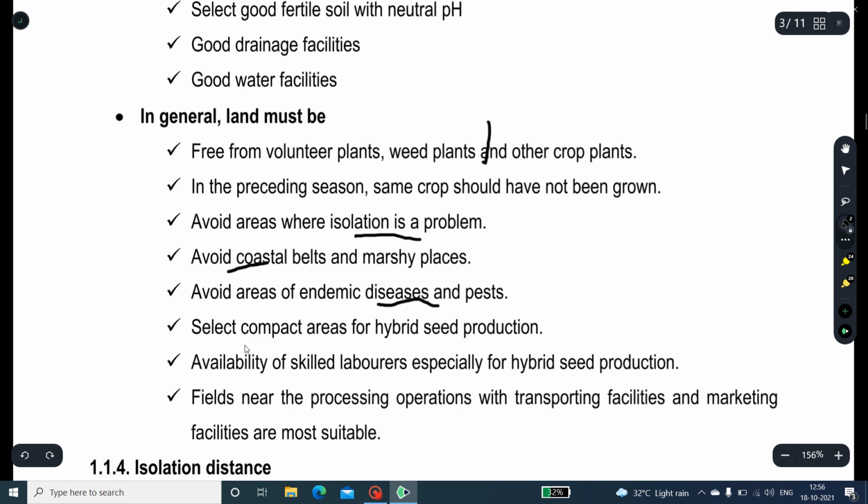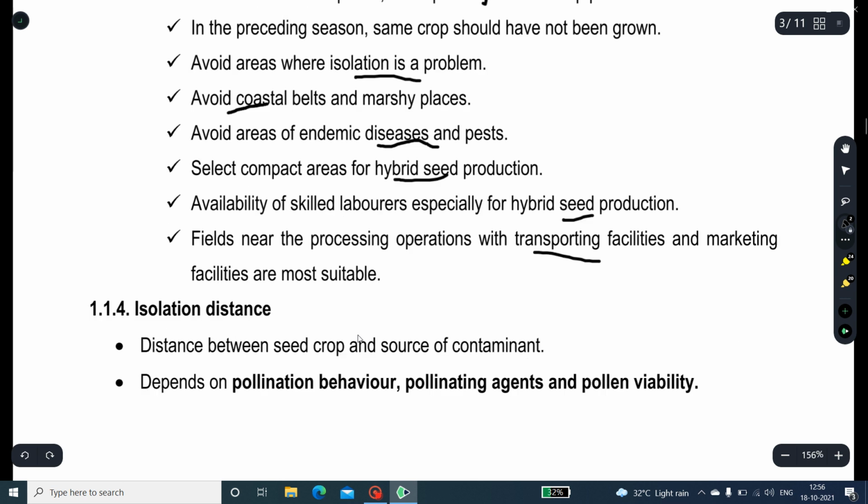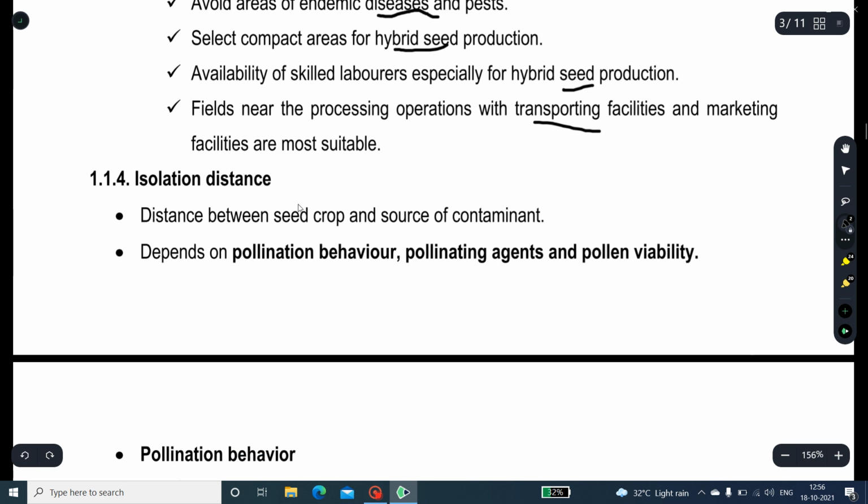And compact areas should be selected for hybrid seed production, because in the case of cross-pollinated crops it will lead to a problem. And availability of skilled laborers, especially for hybrid seed production, because it needs technical skills, and a field near the processing operations with transport facilities and marketing facilities is most suitable.